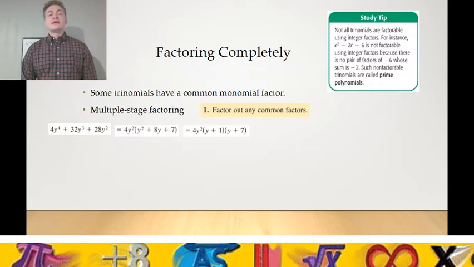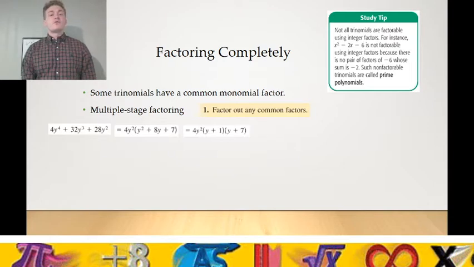Simply by setting each of the factors equal to 0, y squared equal to 0, y plus 1 equal to 0, and y plus 7 equal to 0, we would be able to find 3 roots for our function. If y squared equals 0, then y equals 0. If y plus 1 equals 0, y equals negative 1. If y plus 7 equals 0, y equals negative 7.